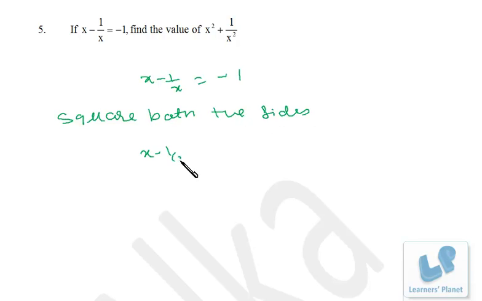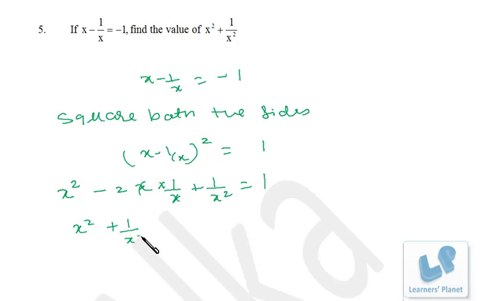So (x − 1/x)² is −1 squared, that's 1. Now expand it. (a − b)² is a² − 2ab + b², right? So this and this are cancelled. So x² + 1/x² − 2 is equal to 1. So x² + 1/x² is equal to 3, right? So when x − 1/x is this, x² + 1/x² will be 3. Easily we can calculate, right?